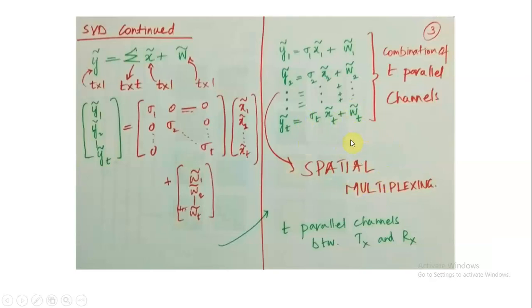What we have done is spatially multiplexed the signals and sent them over virtually independent parallel channels. So these are T parallel channels between Tx and Rx. The original channel was not multiplexed, it was mixed together. We have used the spatial domain and made the channels parallel to each other, sending each piece of information separately to each separate channel.